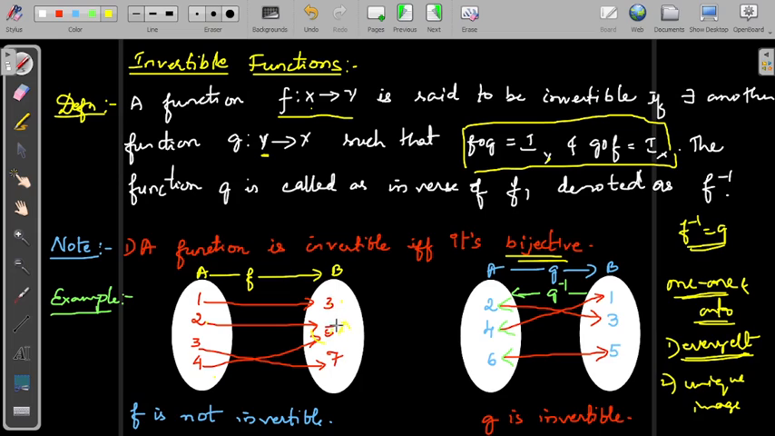I hope you understood. One-oneness gives you the uniqueness property of the function, and onto-ness gives you the every-element property, the characteristic of the function definition.